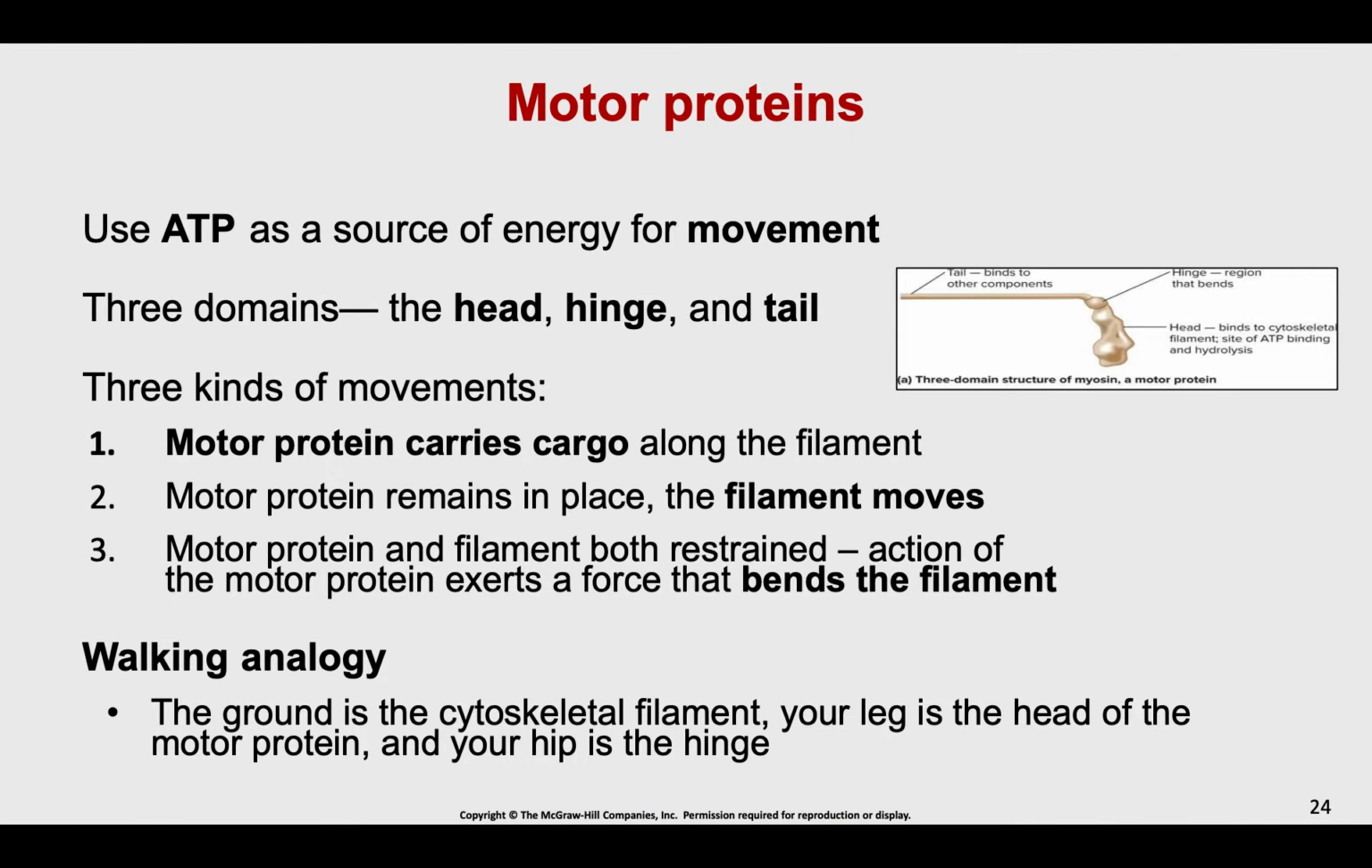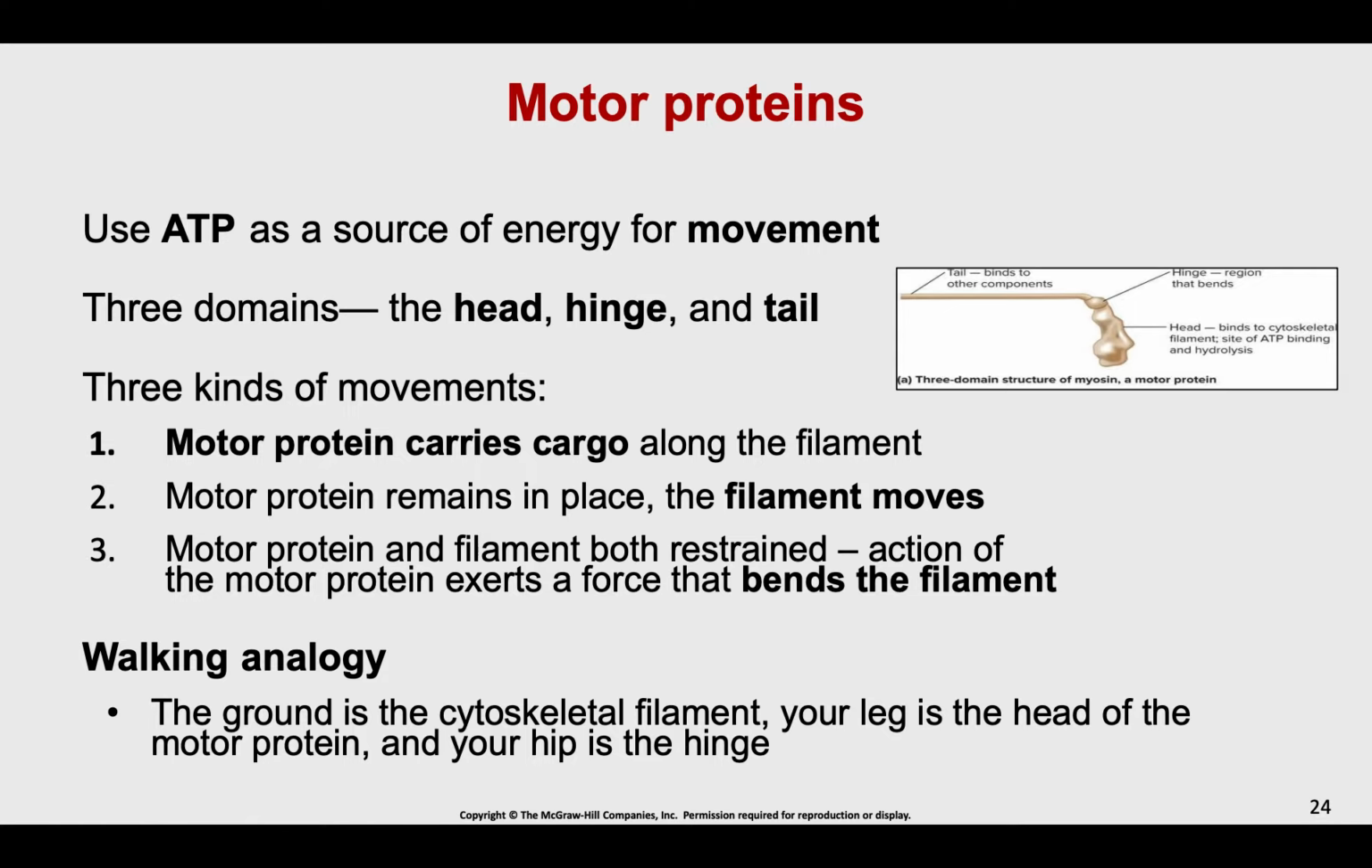Motor proteins are also crucial to the cytoskeleton. Motor proteins help things move around, whether that's organelles or any type of cargo they need to move. There are three domains to a motor protein that help it move: the head, the hinge, and the tail. In this image, we have our head, our hinge, and our tail. And this aids in three kinds of movements that we're going to talk about.